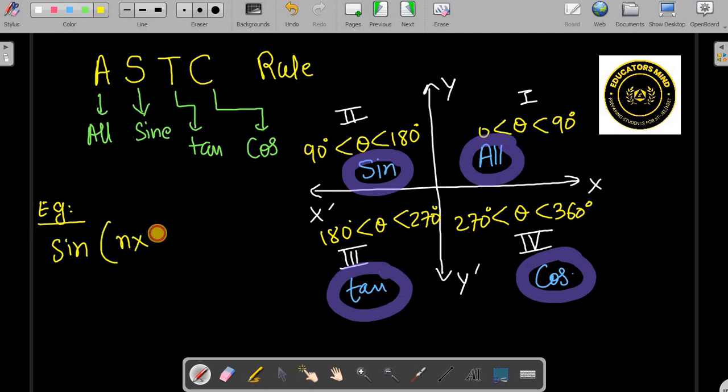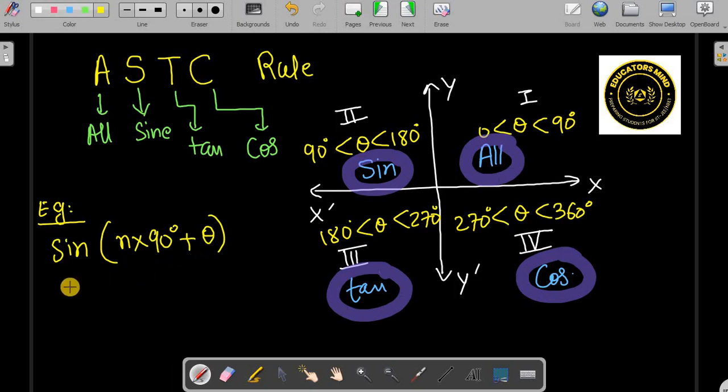Sine of n times 90 degrees plus theta. You need to express the angle in terms of n times 90 degrees. Here n is nothing but an integer: 1, 2, 3, 4, a positive integer it can be. And theta is the angle. So now here one thing you should note is whether sine will convert into cos or not.